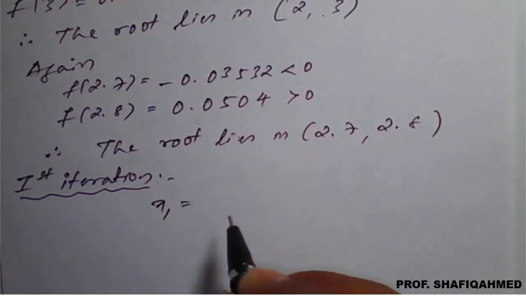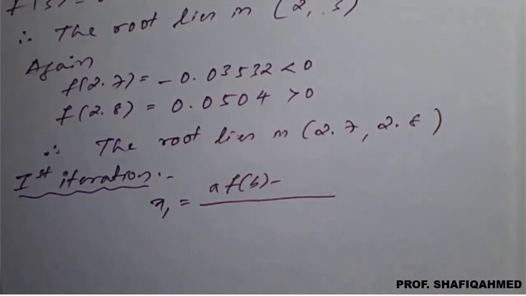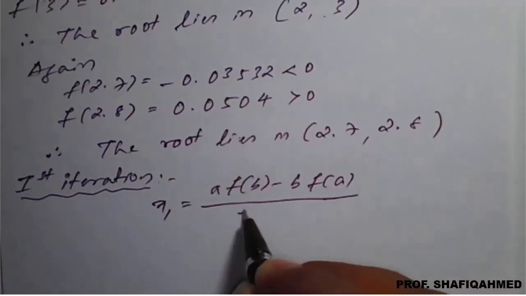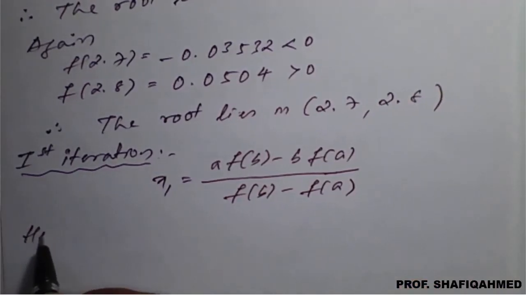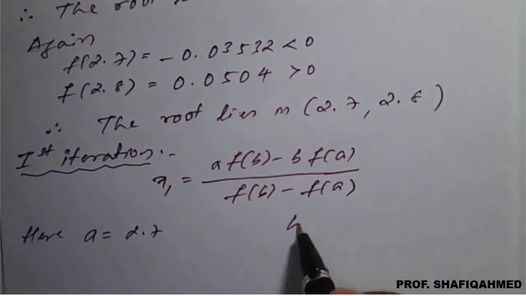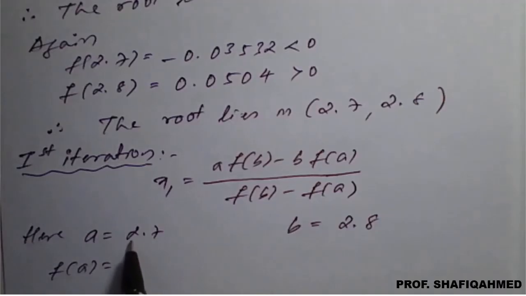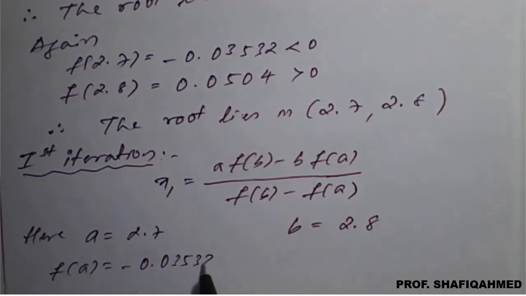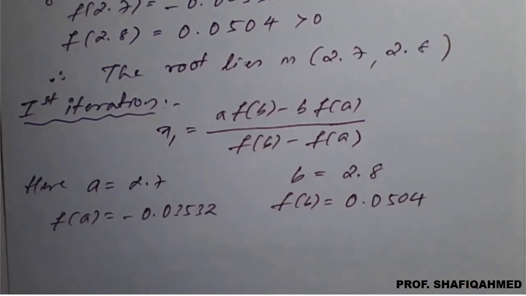First iteration, the formula, as usual, x1 is equal to a f of b minus b f of a divided by f of b minus f of a, the formula. So we'll collect the value of a. So here the value of a is 2.7, value of b is 2.8, then value of f of a, that is f of 2.7, what we got, minus 0.03532, and value of f of b, that is f of 2.8, it is 0.0504. So once we get this, we need to apply it in the formula.